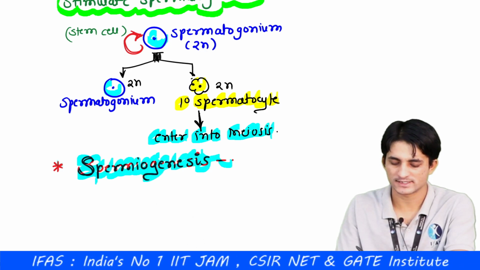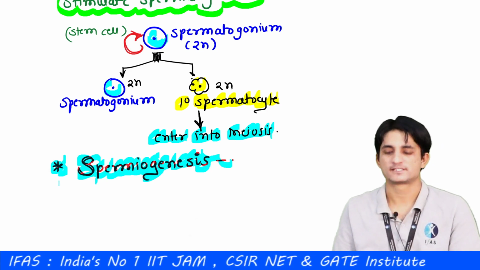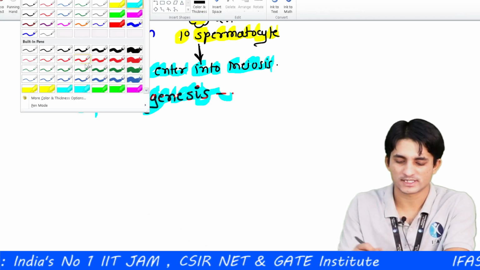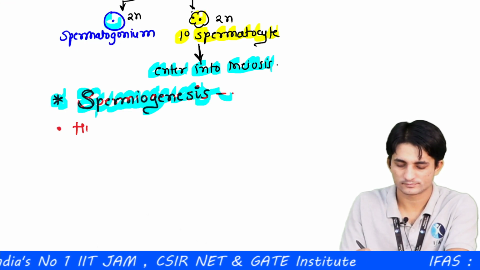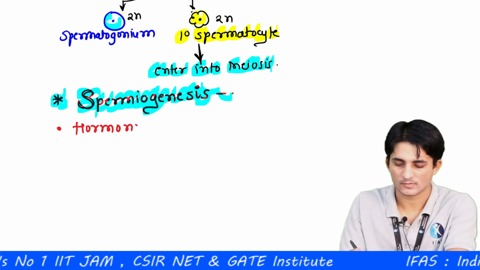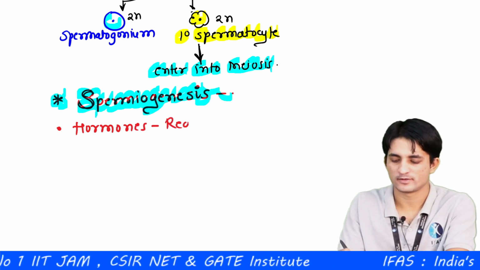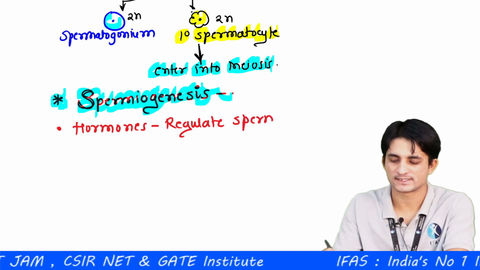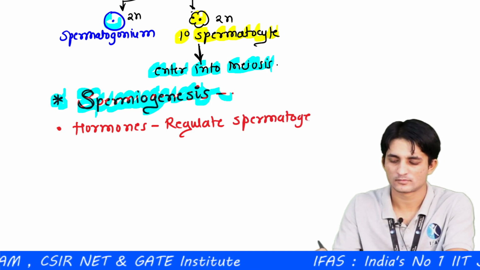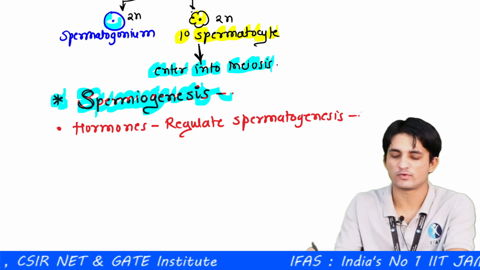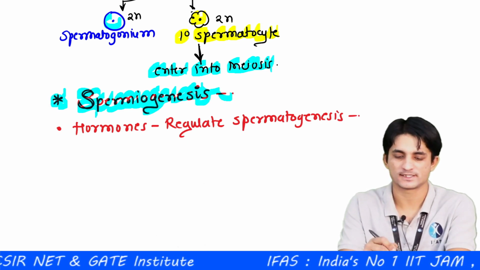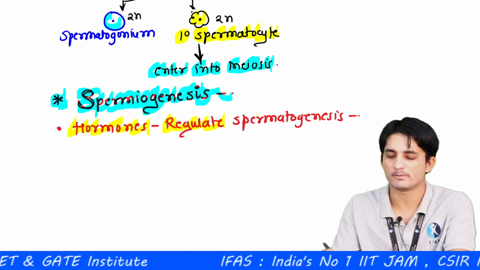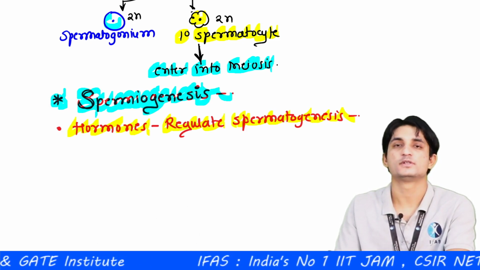So spermiogenesis, that is synthesis of the sperms. Now the hormones regulate spermatogenesis, or are required for the spermatogenesis that we are discussing. So there are different hormones that play a major role in the spermatogenesis.